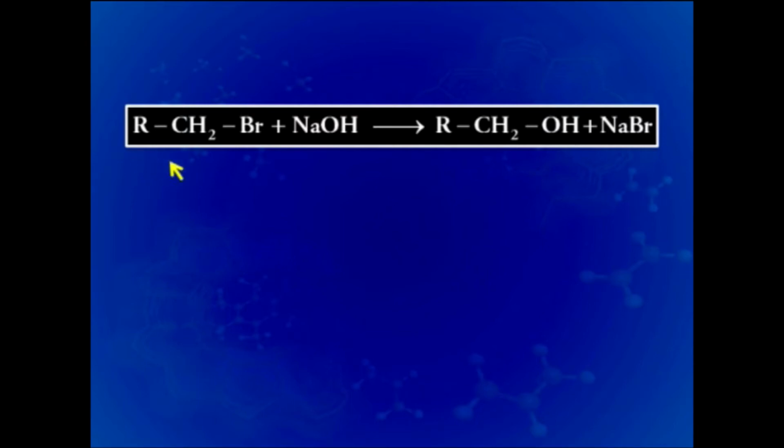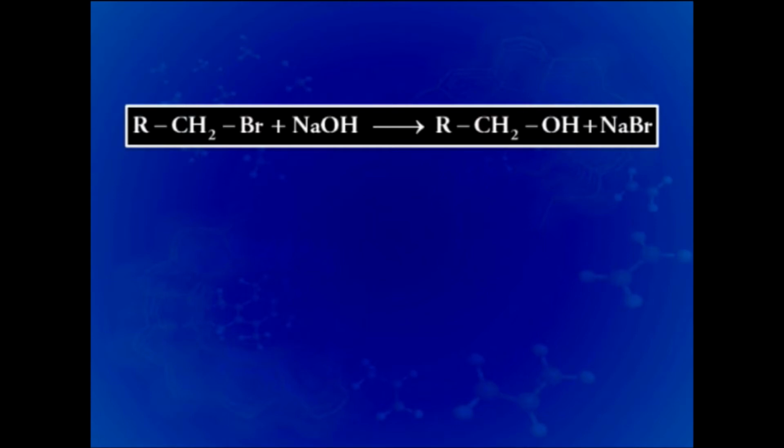We take an alkyl halide RCH2Br and treat it with sodium hydroxide, which gives us an alcohol and sodium bromide, as we saw in the previous slide. So, what is happening? You can appreciate that bromine from the alkyl halide is getting replaced by the hydroxy of sodium hydroxide and giving us alcohol, and of course sodium bromide is getting eliminated.